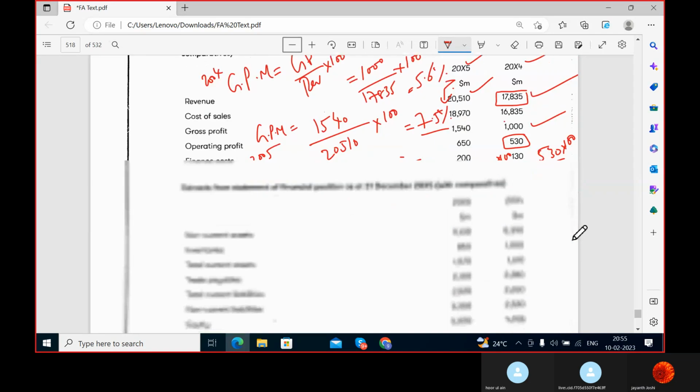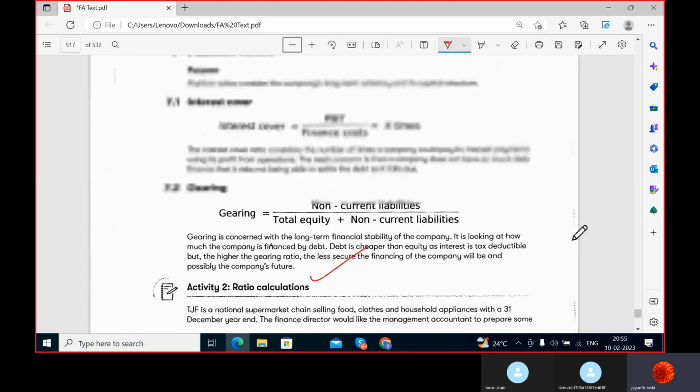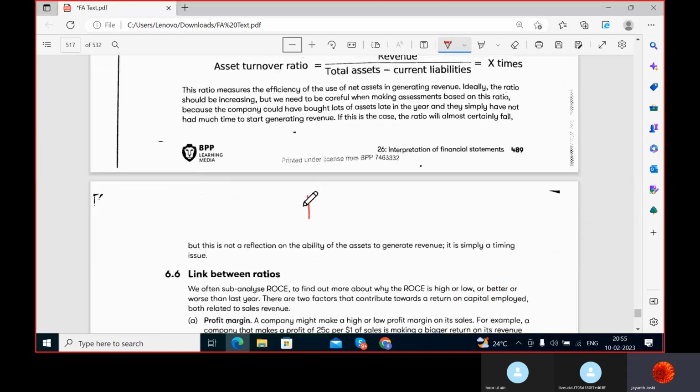Now, what is the payables payment period? The formula is trade payables by cost of sales into 365. Do that. Trade payables by cost of sales into 365 is the payables payment period. So what are the trade payables in 2014?